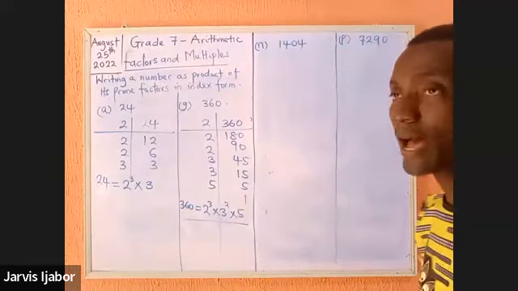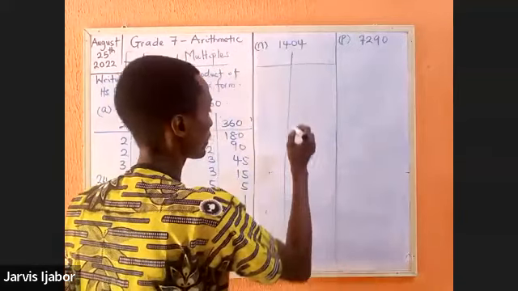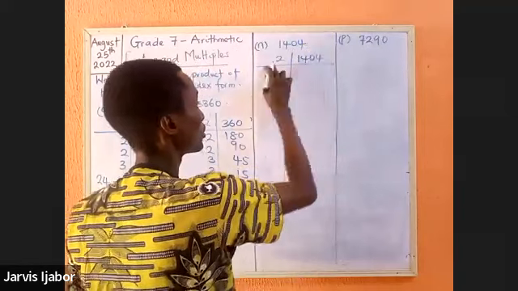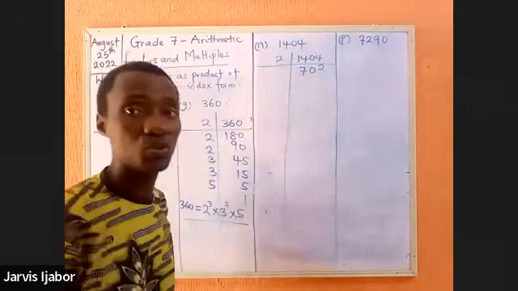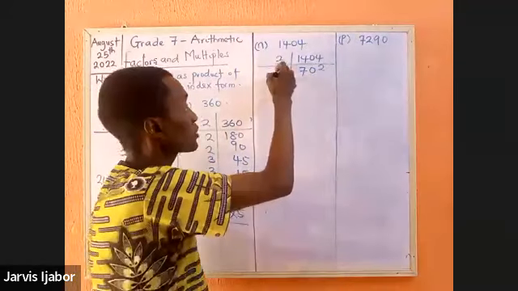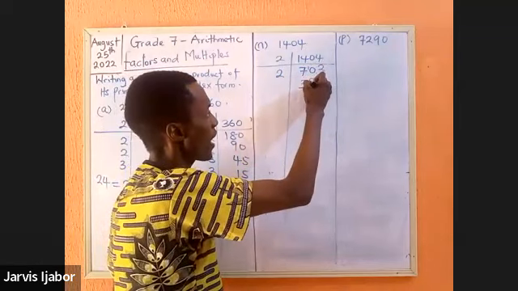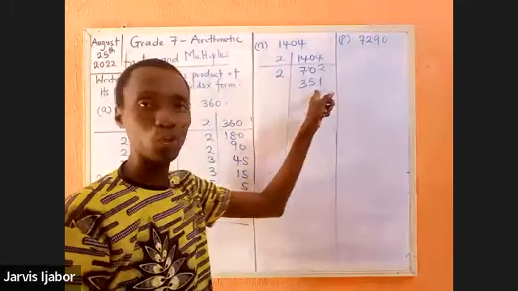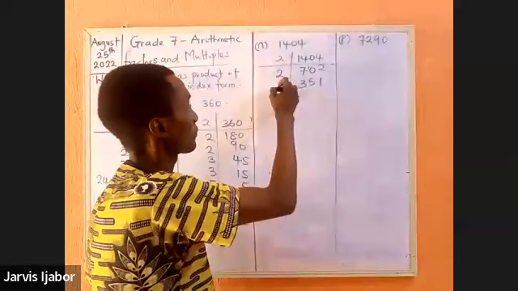All right, so let's start. I'm going to rule this. And I'm going to start with 2. 2 will give me 702. Sorry about that. I'll try 2 again. It will give me 351. At this point, it's an odd number, so I can't use 2 again. The next thing I'm going to try will be 3.